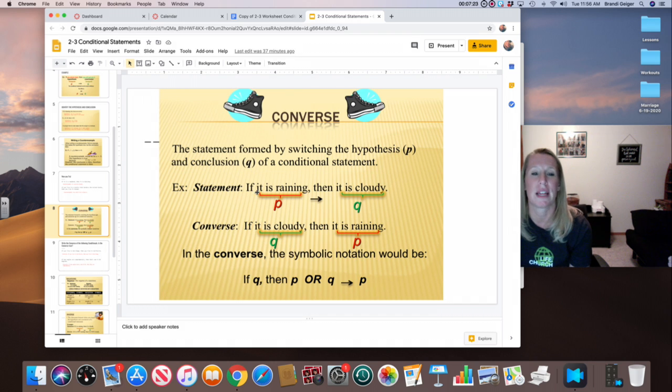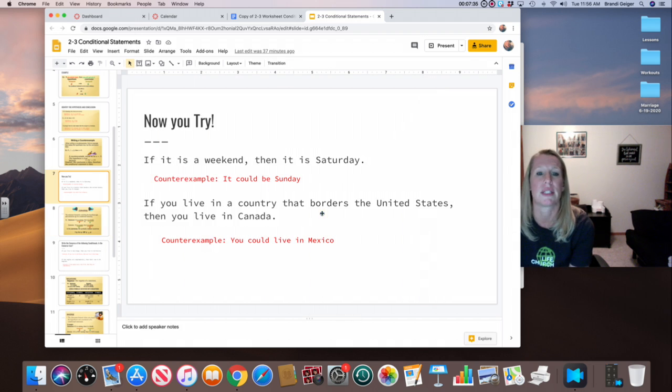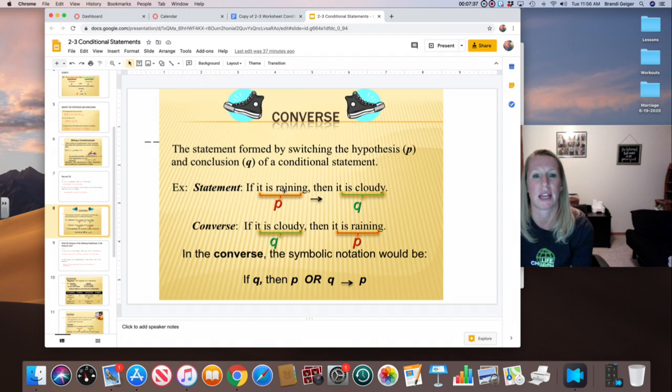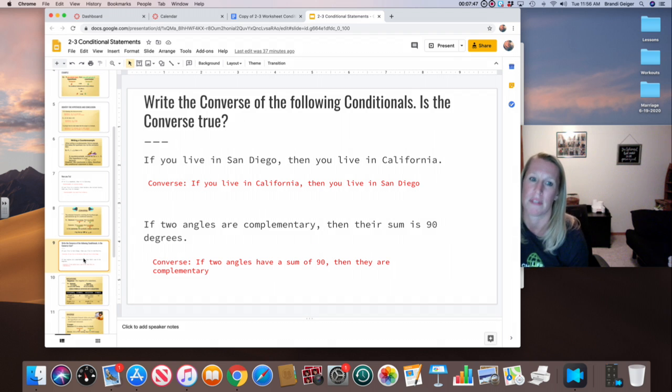So if you have an if-then statement, like if it is raining, then it is cloudy, the converse takes the hypothesis and the conclusion and switches them. It just flips them. So instead of saying, if it is raining, then it's cloudy, I would start with the conclusion part. If it's cloudy, then it's raining. So that is the converse. Let's look at a couple of examples, and then we're going to talk about the truth value.